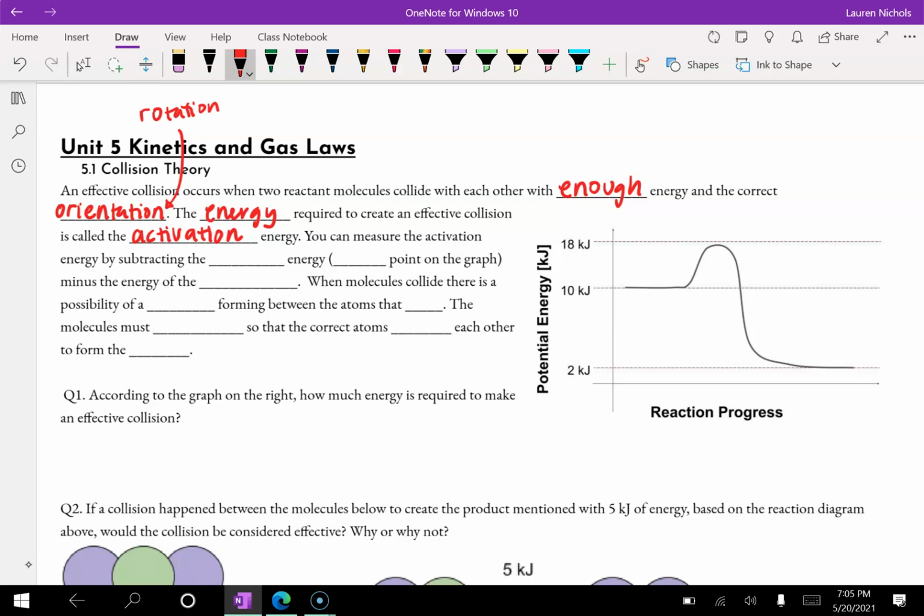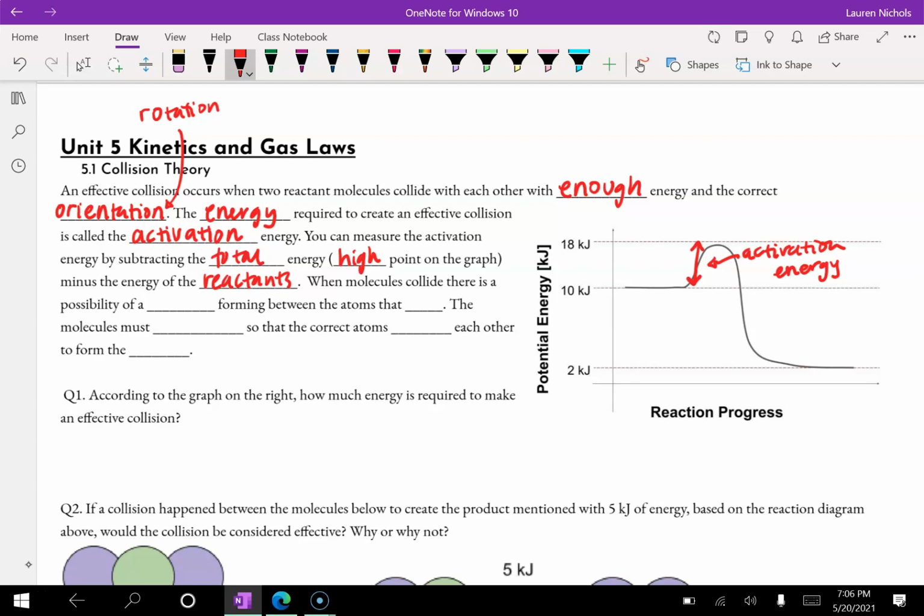And you can measure the activation energy by subtracting the total energy of the graph, which if you're looking at a reaction diagram, that's the high point on the graph, minus the energy of the reactants, which is where you start out at. So that would be right here. That's your activation energy, which we talked about in the videos in Unit 4 about endo and exothermic. So in this case, we'll look at that later.